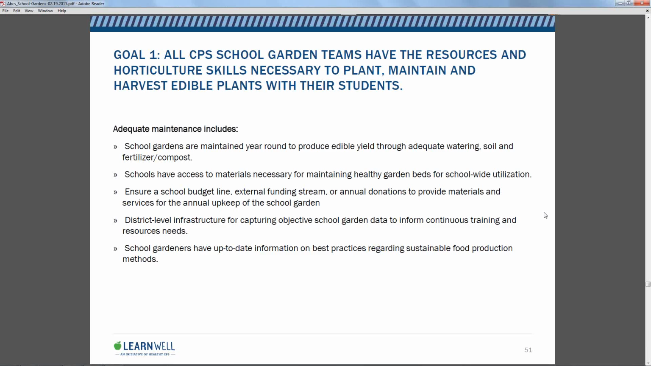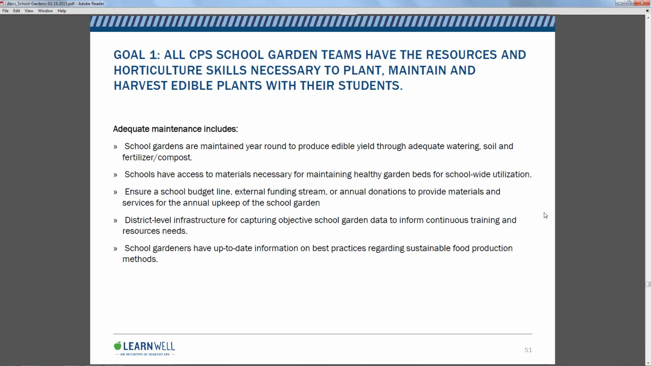So from these community forums, we came up with 3 strategic goals for the district, and kind of broke those out to explain them further. The first goal we set was that all CPS garden teams have the resources and horticulture skills necessary to plant, maintain, and harvest edible plants with their students. What we're talking about is that schools are prepared for year-round maintenance by having adequate watering systems, soil, fertilizers, compost, etc. That schools have the resources to do this, and that the schools have a budget, either through grants, as has come up, or if the district or the school is fortunate enough to be able to provide a direct budget, not from grants, to support the school garden for its ongoing maintenance and support.